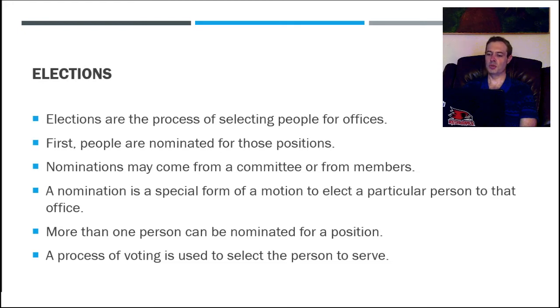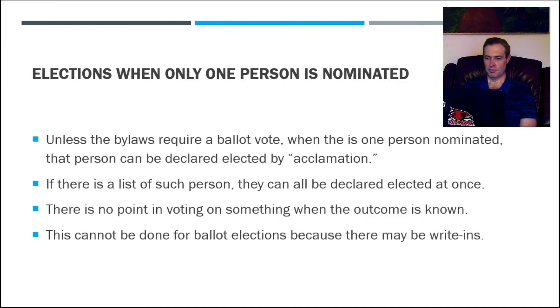A nomination is a special form of motion to elect a particular person to office. In the case of a committee, it's a recommendation that's made in the form of a motion. But it is a special form of motion. More than one person can be nominated for a position. The process for voting is used to select the person to serve. So if you have more than one, then we'll look at how we deal with that.